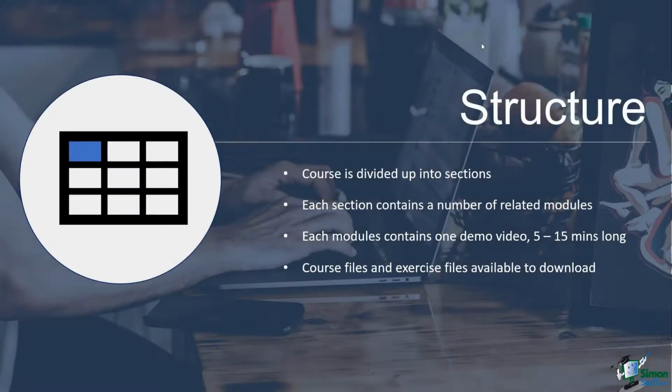Now, this course is divided up into sections, and each section is related to a particular topic in Word. And what you'll find within that section is a number of different modules or lessons. And each module contains one demo video that's usually between 5 and 15 minutes long. You'll find all of the files that I use in these demo videos in the course files folder, so you can download those and follow along if you want to. And then at the end of each section, there is a practice exercise that will allow you to practice the skills that you've learned in the section.